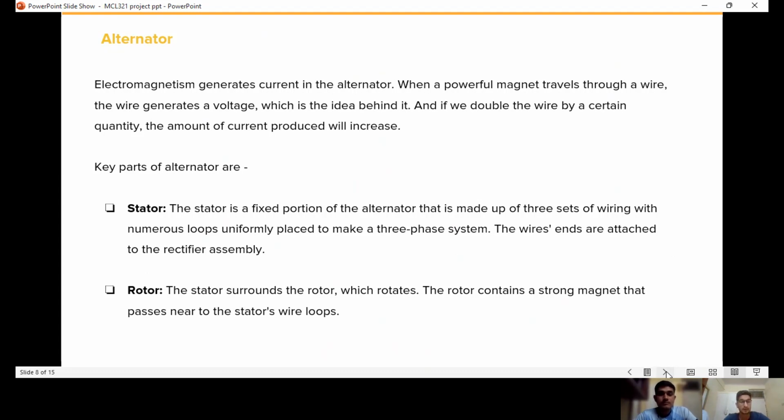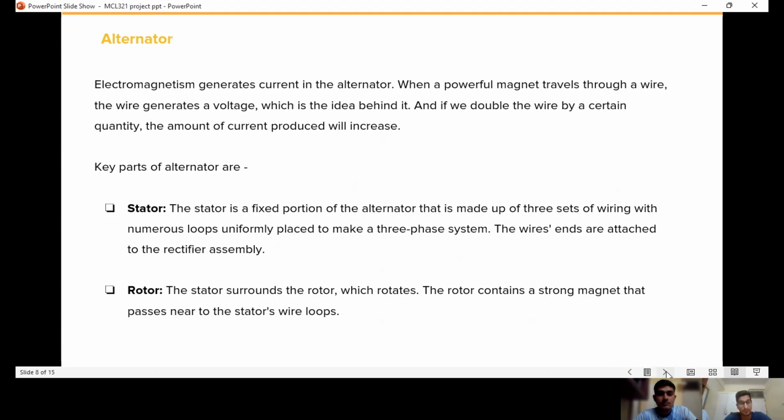Now, talking about another key part of the charging system, that is the alternator. The alternator is where electrical energy is generated from mechanical energy. The basic principle behind the working of an alternator is that a powerful magnet moves through current-carrying conducting wires. When it does that, according to the principle of electromagnetism, it will generate an electric voltage, and from that phenomenon we are able to generate electricity.